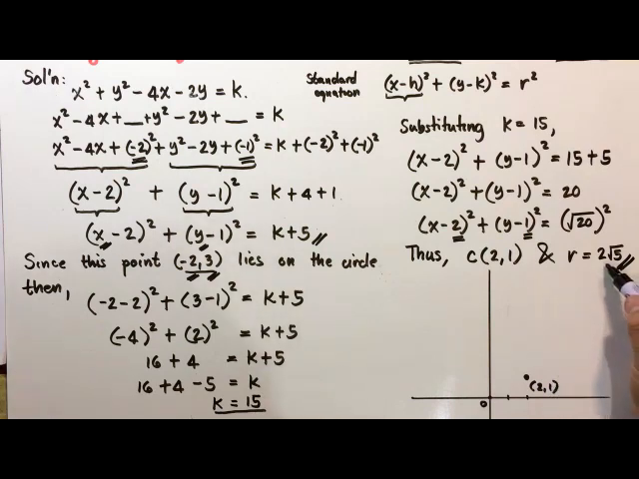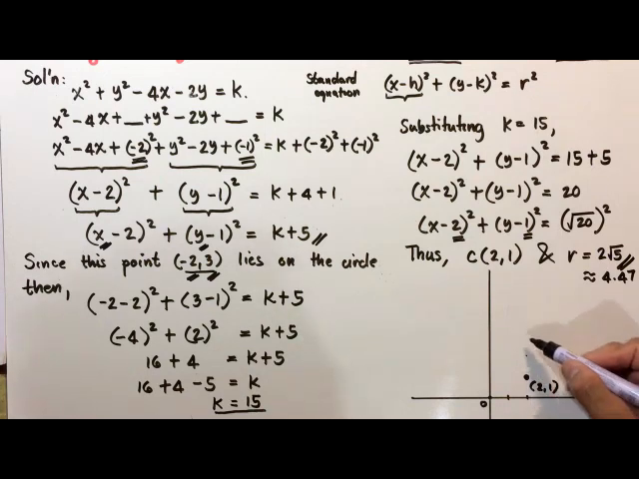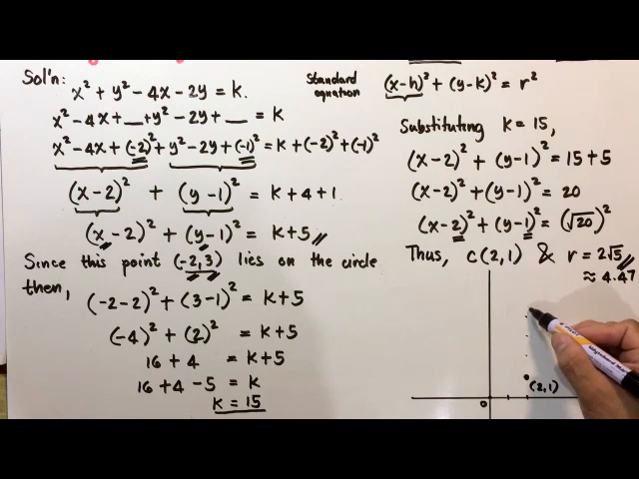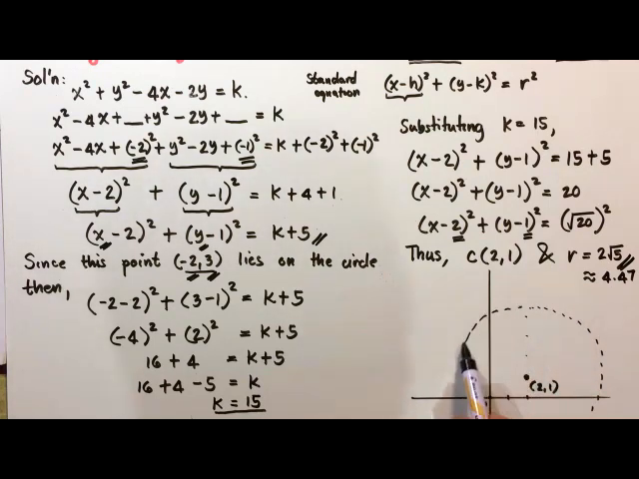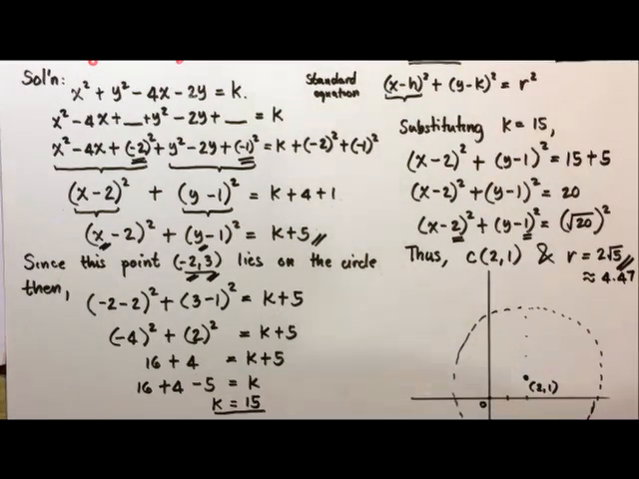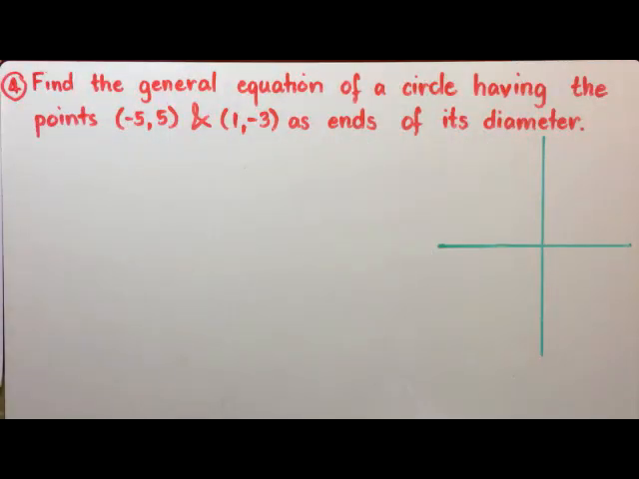But it has a radius of 2 square root of 5, which approximately, if you have your calculator, is 4.47. So almost 4.5. So you count 1, 2, 3, 4, 5. And then because we don't have space, you can estimate the radius and form a circle there. And that's it. So let's move on to our number 4 problem.